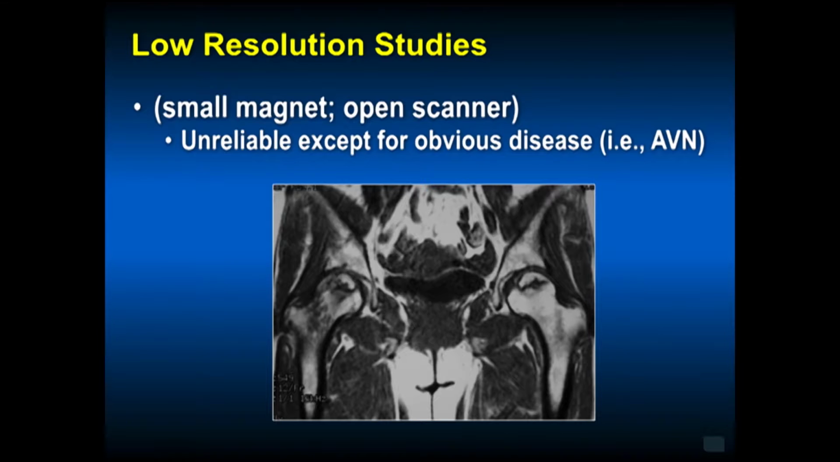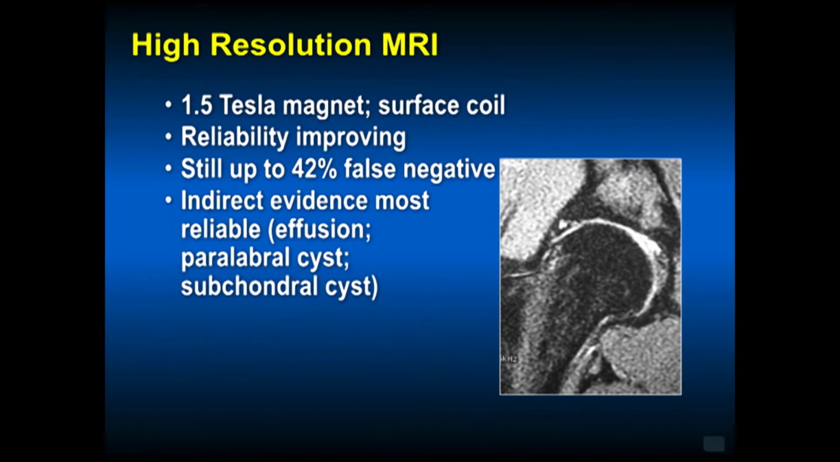Low-resolution studies with a small magnet are unreliable except for obvious things such as avascular necrosis. So this is a small magnet. This is what the femoral head looks like in avascular necrosis. But you can see how poor quality this is; you can't really see much about the tendons about the hip abductors, gluteus medius, iliopsoas, or the labrum, or actually the articular cartilage. So you can see the big picture of collapse or AVN, but not little details from the labrum or the tendons about the hip.